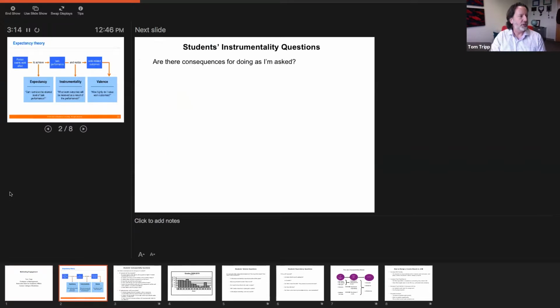I'll just sort of lay out the whole theory for you and explain what all this means, and then start applying it to a classroom setting. So this is called expectancy theory. It's well known in management.